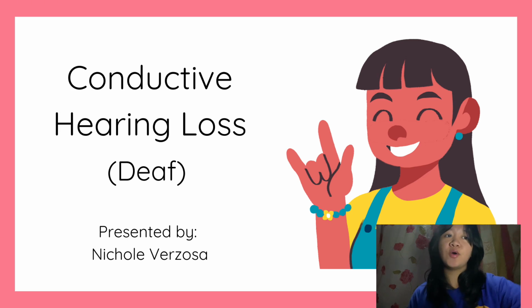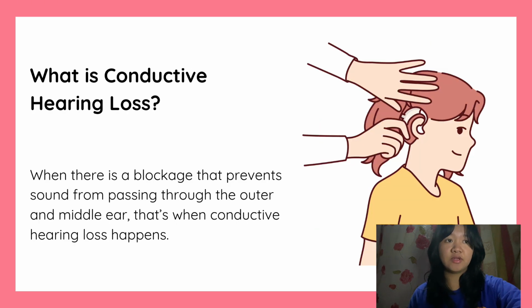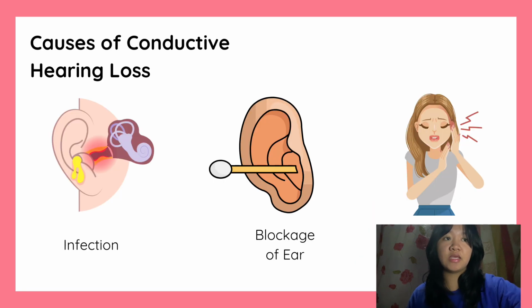So first, what is conductive hearing loss? The outer ear, middle ear, and inner ear are the three parts that make up our ear. When there is a blockage that prevents sound from passing through the outer and middle ear, that's when conductive hearing loss happens. There are several causes of conductive hearing loss.